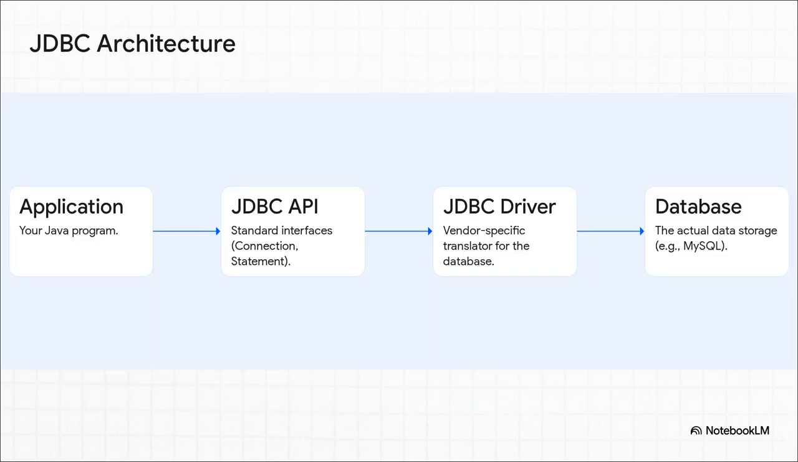And here's how that magic actually works. Your application, your code, only ever talks to the standard JDBC API. That's it. Then you just plug in a specific JDBC driver for whatever database you're using. That driver is the specialist. It knows how to translate those standard JDBC calls into the native commands the database understands. The key here is that beautiful separation. Your code stays clean and completely independent of the database.